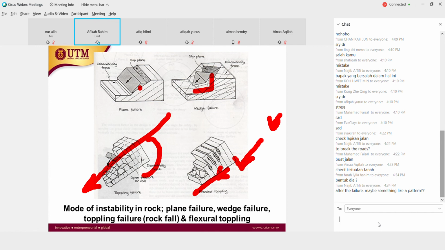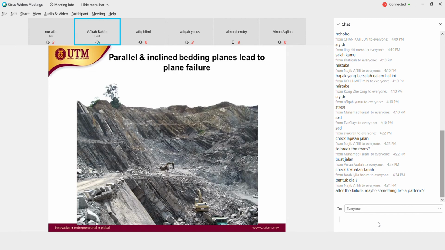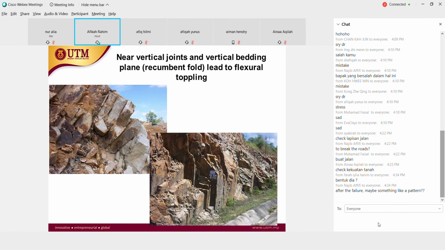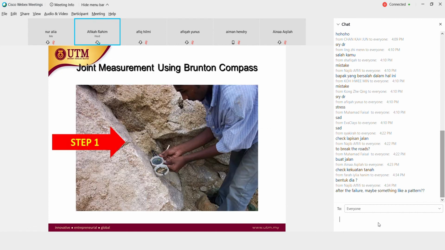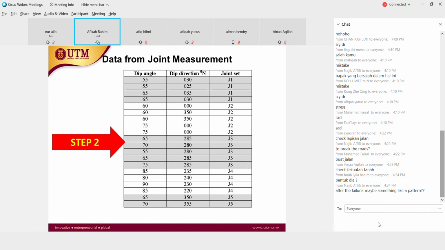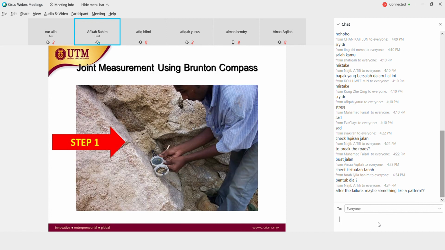Okay, the answer is, I go to the site, for example like this. We don't know whether this one and this one are the same or different, right? So I go to the site, I take a compass, and I calculate the dip and dip direction, like this. So I get the data. Then I group them. This one is joint set 1, 2, 3, 4. To get this is by using a compass. Okay? There are skills you have to learn.